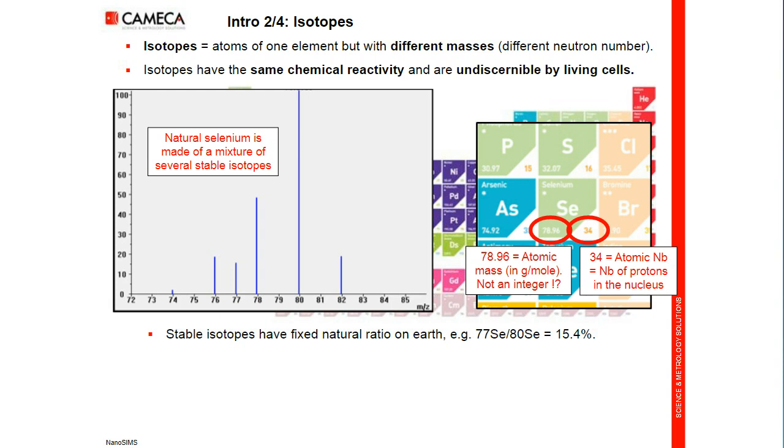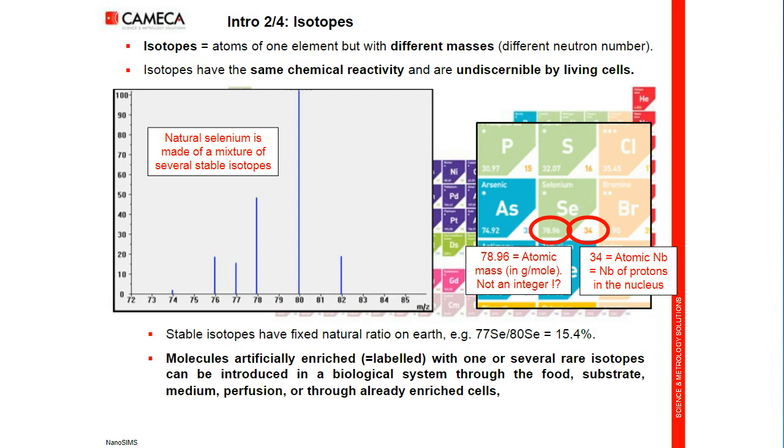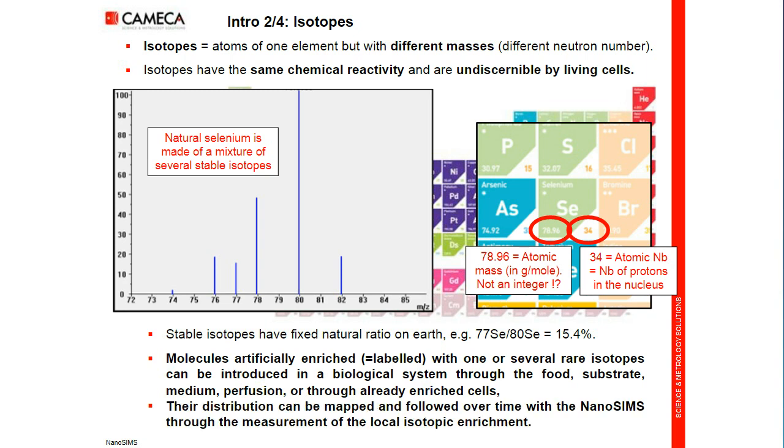And so the strategy with the NanoSIMS is this one. Molecules artificially enriched or labeled with one or several rare isotopes with a low background can be introduced in a biological system through the food, the substrate, medium, by perfusion, or through already enriched cells. And their distribution can be mapped and followed over time with the NanoSIMS through the measurements of the local isotopic enrichment down to a local resolution of 50 nanometers.